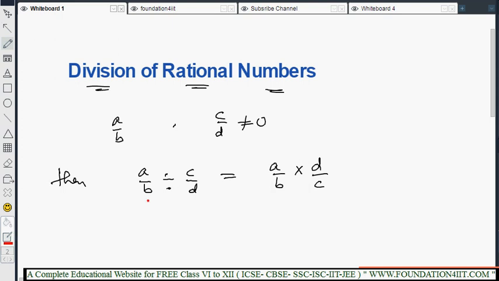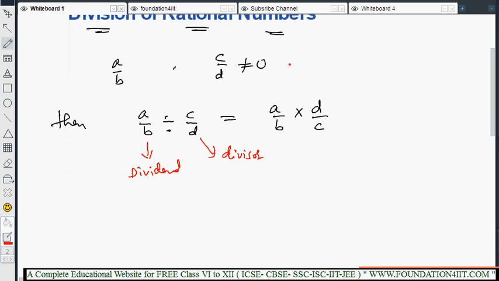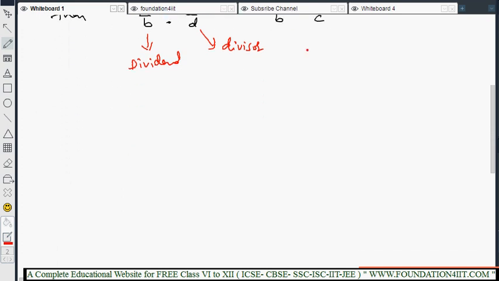So a/b is called the dividend and c/d is the divisor. So divisions we are only converting into multiplications, and we can do this. So let us see an example.